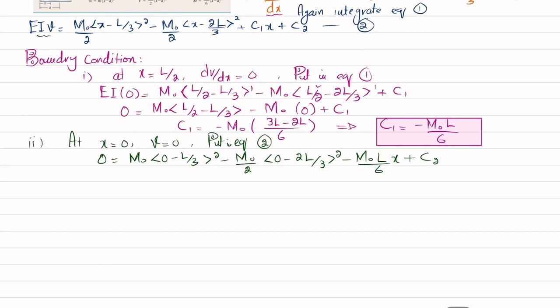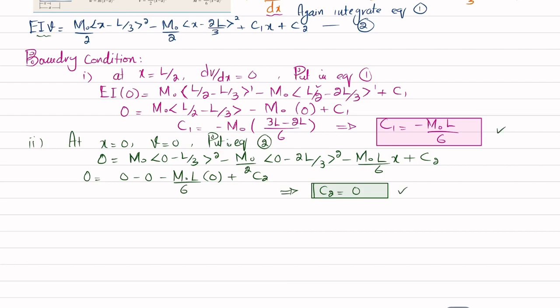So this term will be equal to 0 because this will be negative. Anything inside the Macaulay's bracket that is negative will be considered as 0. Similarly, this term will be equal to 0. So we will be left with 0 is equal to 0 minus 0 minus M₀L over 6 and x is also 0. So this will be 0 plus C2. So from here you will get C2 also equal to 0. So you have C1 and C2 values.